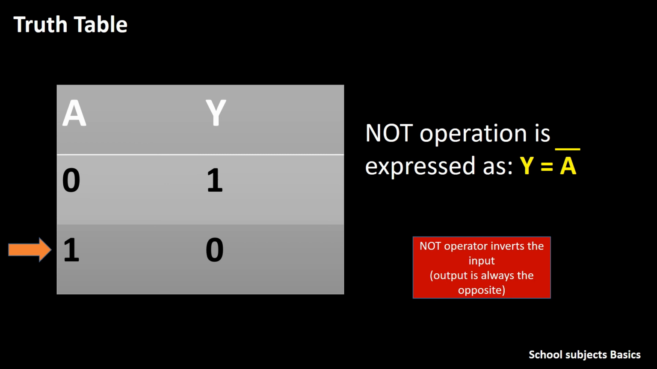So once again I repeat, in NOT operator it has only one input and one output, and the output will be always the opposite of the input. That is, it inverts the input. This is the basic logic in NOT operation.